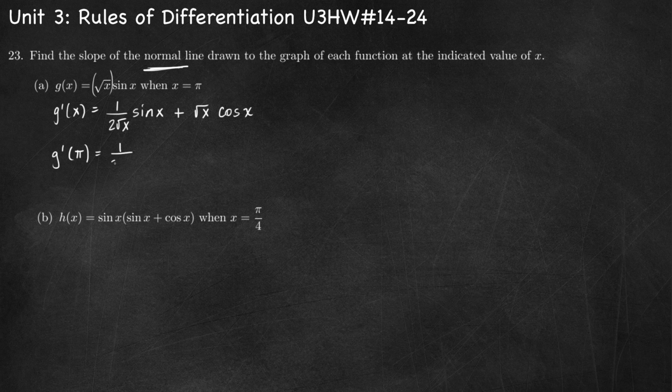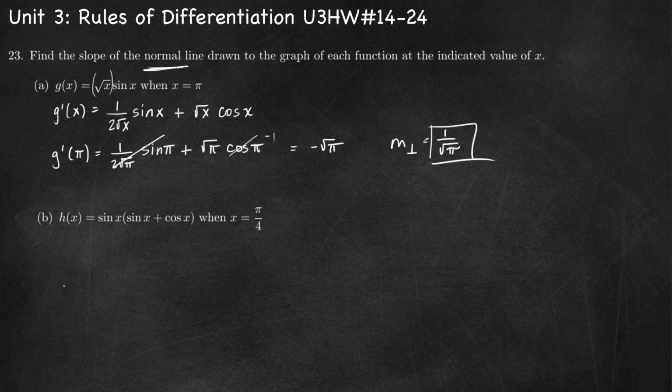So we get 1 over 2 times the square root of pi times the sine of pi plus the square root of pi times the cosine of pi. Well, the sine of pi is 0, so that whole term becomes 0. And then the cosine of pi is negative 1. So here we just get negative square root pi. That's the slope of our tangent line. So for the slope of the normal line, we want the opposite reciprocal, or 1 over square root of pi.